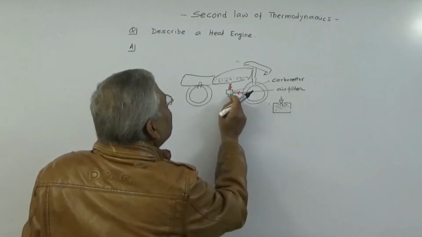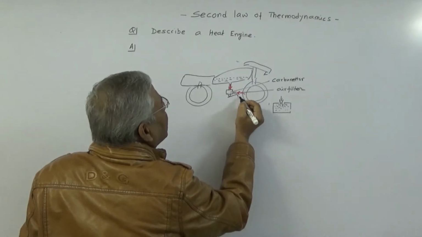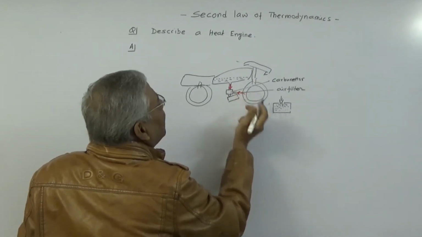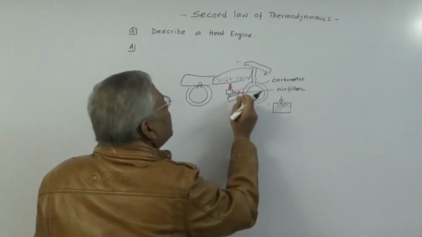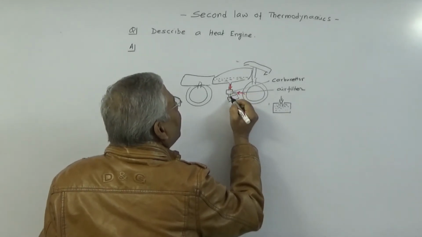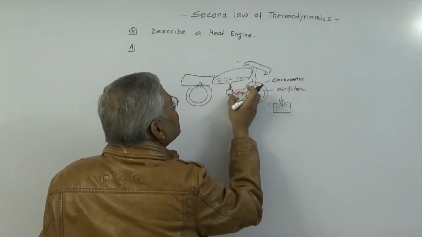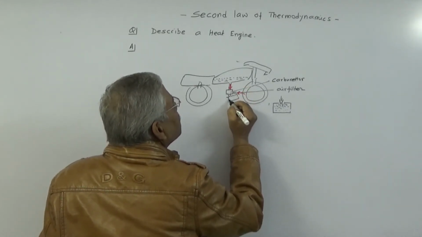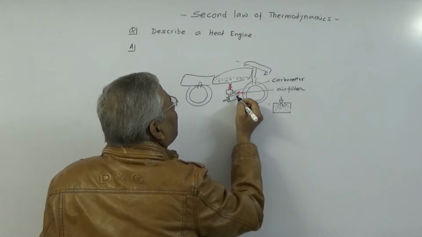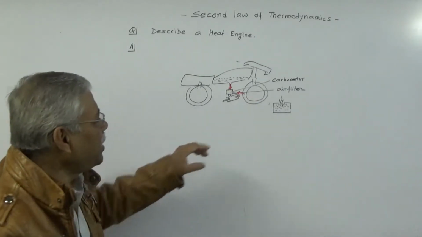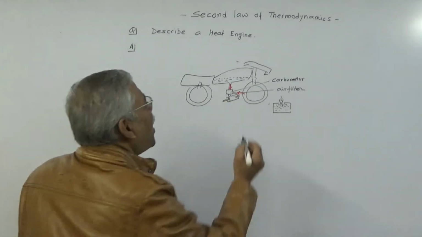This combustible substance will go to what is known as an engine. This is the engine. An engine is basically a piston cylinder arrangement. This is the piston. And this is actually the engine. The thing that you find at the top is called the spark plug.